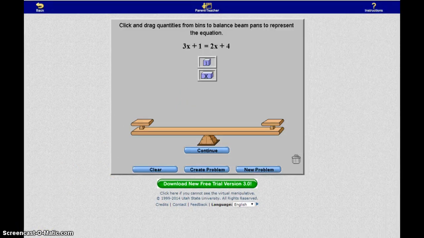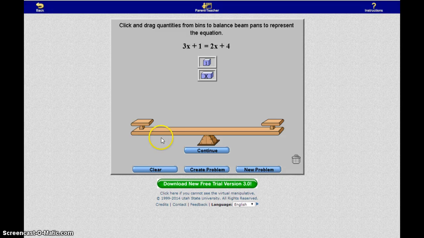Okay, so I went to the older age group. I went to the 9th graders or whatever, but it shows that it has 2 variables on each side. I'm going to go ahead and do one with a variable on each side just because it shows more of how you need to use the manipulative, keeping the balance beams even by doing each thing to each side.